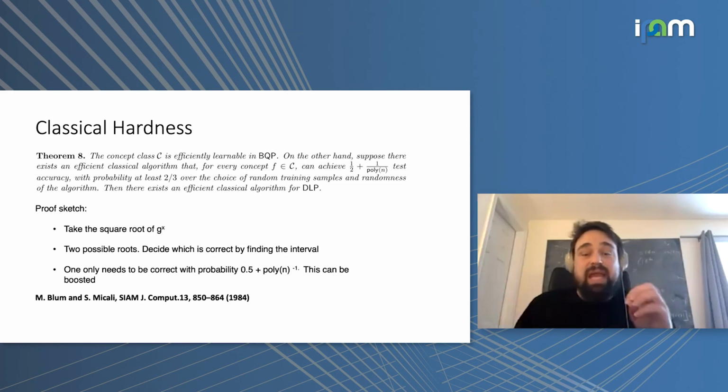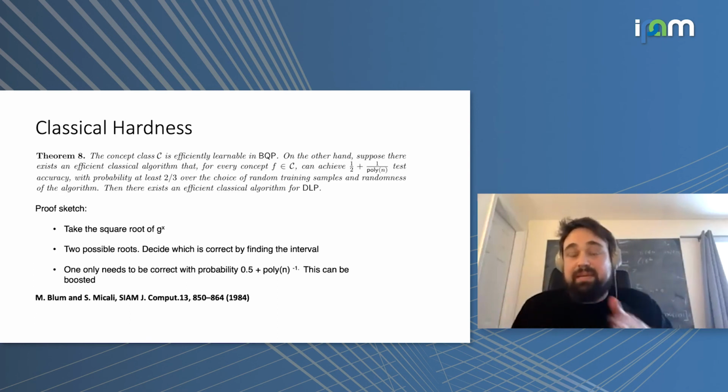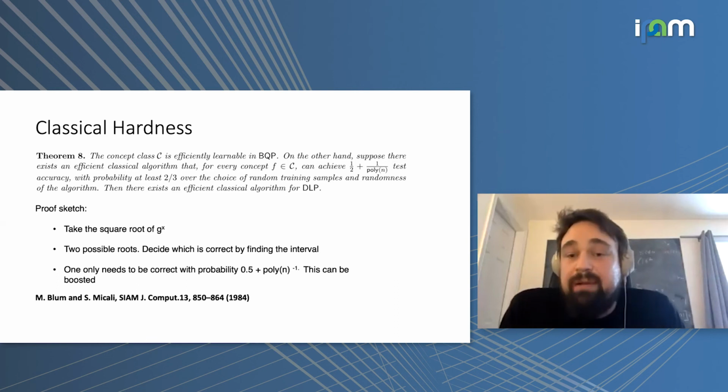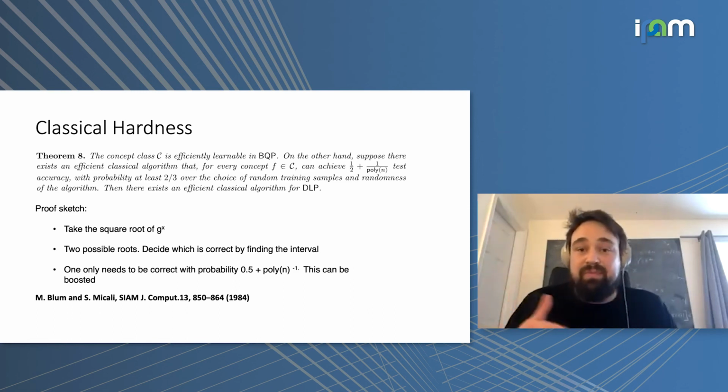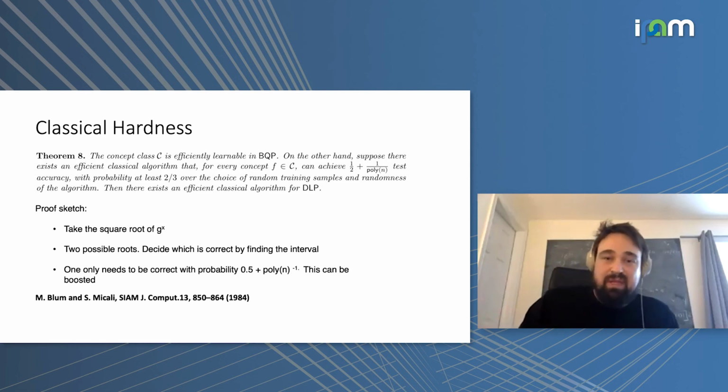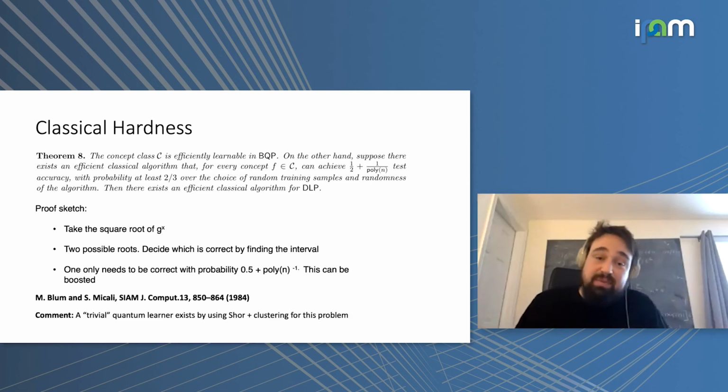So if you have a learner that is able to predict with a bias of more than 50% what the correct label is, you could start boosting that using a method by Blum and Micali to completely learn the discrete logarithm of that particular data sample. Meaning that if you have a classifier that could solve this problem classically, you'd also have an efficient classical algorithm to solve discrete logarithm. Okay. As I said before, a trivial algorithm exists by using Shor's and then just clustering the data left and right, because then all the hardness essentially sits in the fact that you've just obfuscated it.